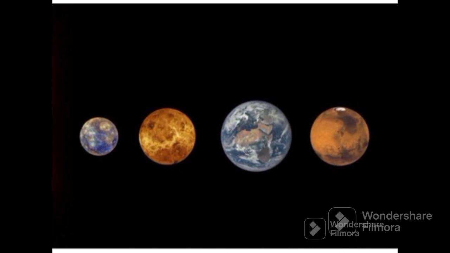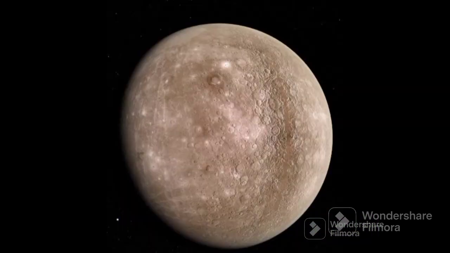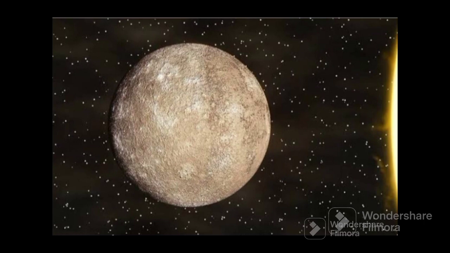So guys, these four planets are called inner planets or rocky planets. So let's start from the Mercury, which is the smallest planet and nearest planet to the Sun, with a diameter of 4,879 kilometers and its average surface temperature is 167 degrees Celsius.